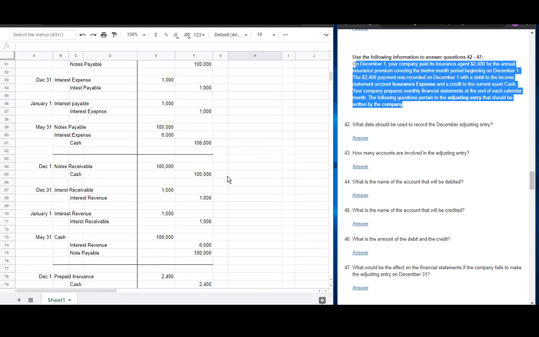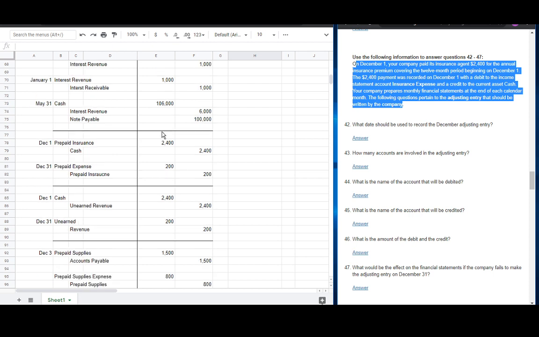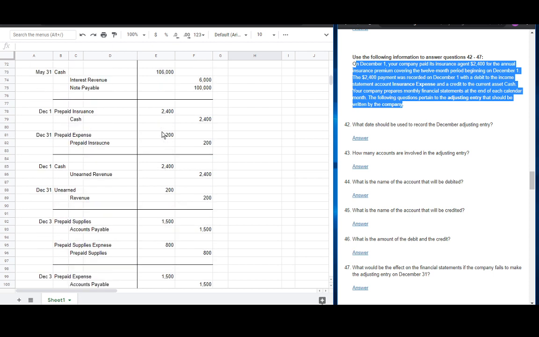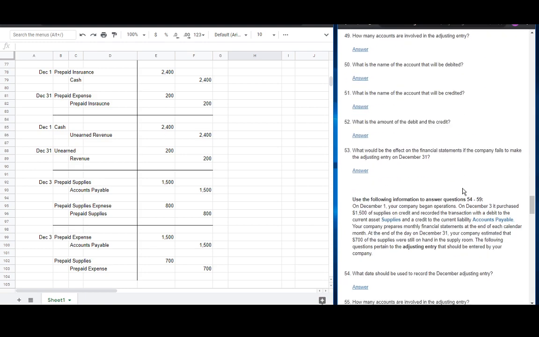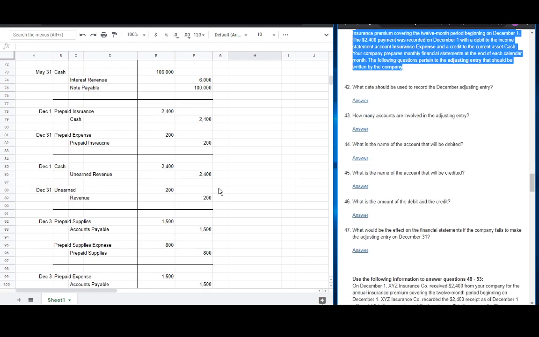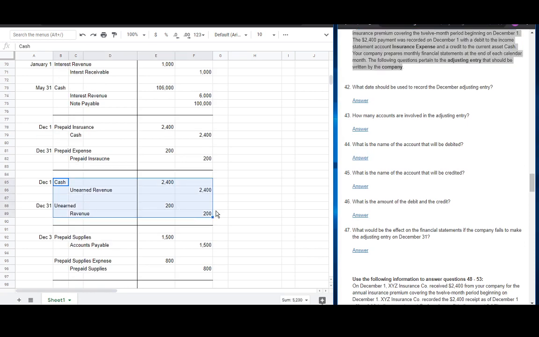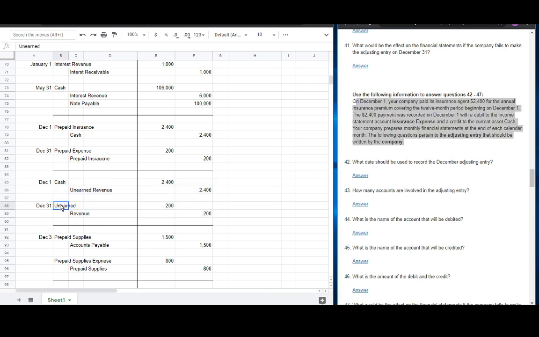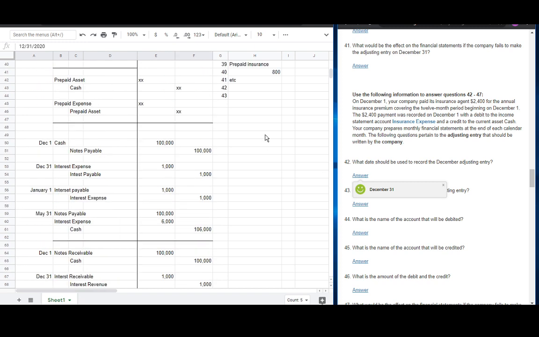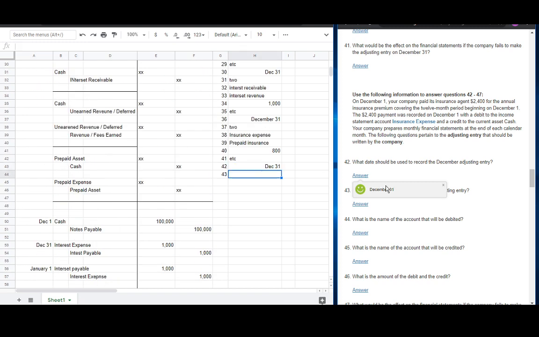Also, the difference here is that it also involves a prepaid. So what would be the adjusting entry? The adjusting entry would be on December 31 again. What would be the adjusting entry? It would be 2.